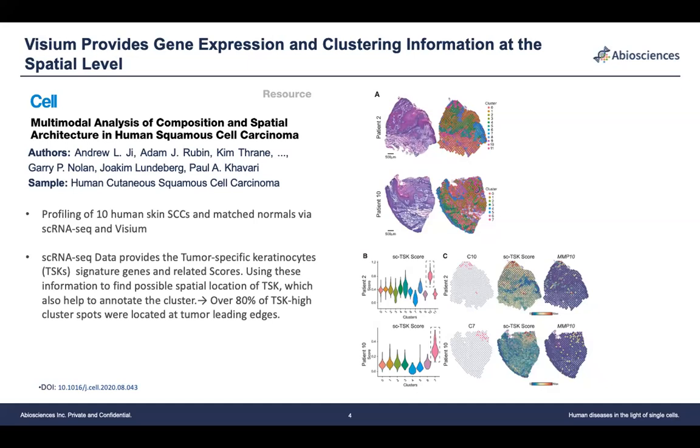From the single cell data, they could find this tumor-specific keratinocyte. As you can see from this figure, cluster 10 and cluster 7 here from each of the patients have a very specific keratinocyte score. Then they used this to look for the signal in the VCN. They found that these tumor-specific keratinocyte-high cluster spots are located at the tumor leading edge. This helps to understand how the tumors develop and how they differ from the normal.